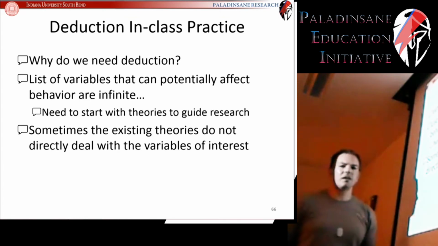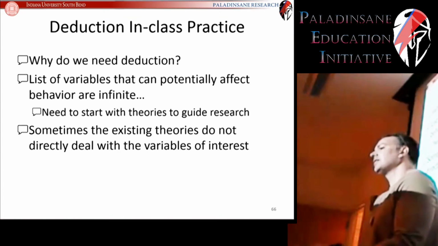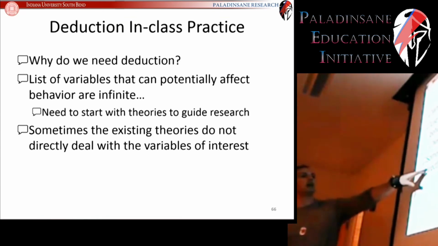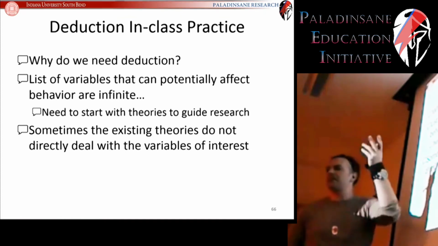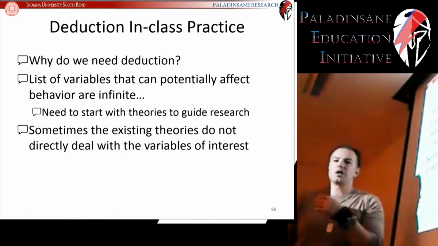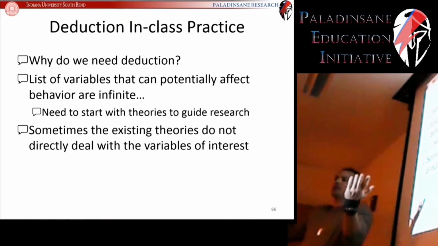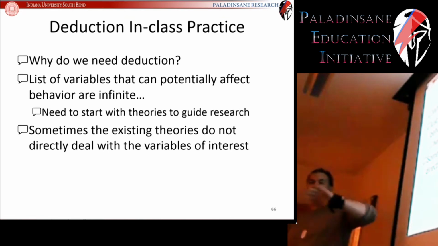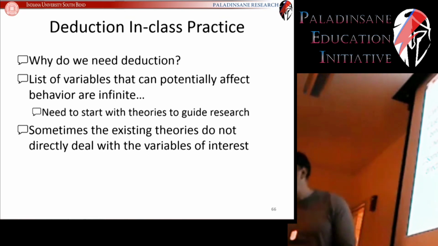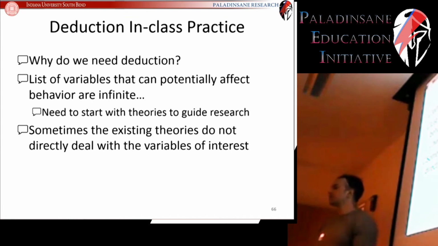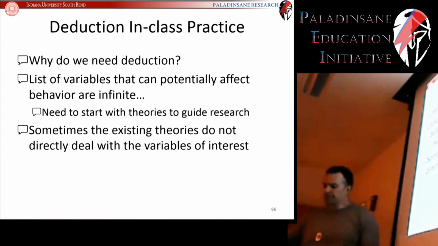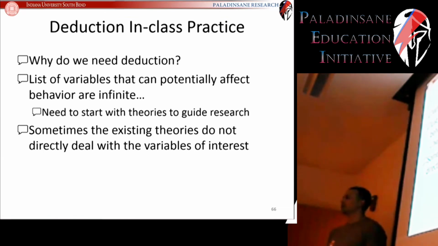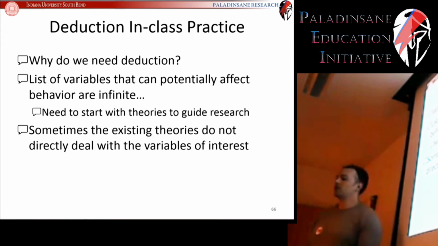And then oftentimes, especially when you're pushing the edge, when you're pushing the boundaries of what we know about psychology, existing theories are not going to deal with any of the variables of interest. So sometimes you're going to come up with a problem, and there's not going to be any variables or work that has been previously done on that. So an example that occurred very recently in psychology is the effects of social media. You can't go back decades and look for research on social media. It didn't exist 20 years ago.